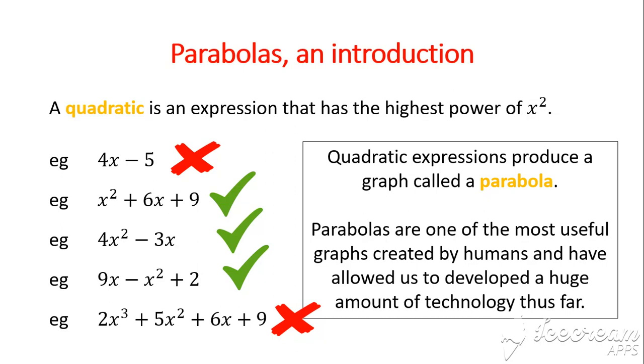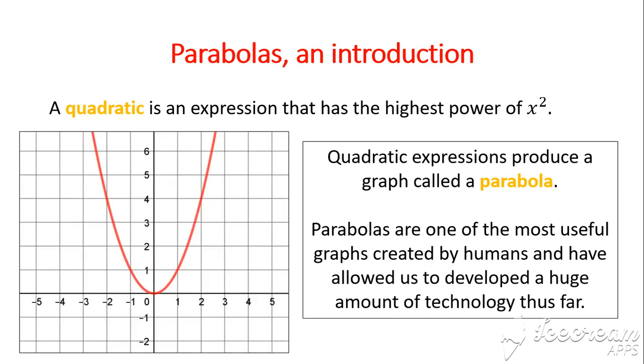Right, now quadratic expressions produce a graph called a parabola. Parabolas are one of the most useful graphs created by humans and have allowed us to develop a huge amount of technology thus far. This is what a parabola graph looks like. In the next video, our last video of this series, you're going to learn how to draw them.